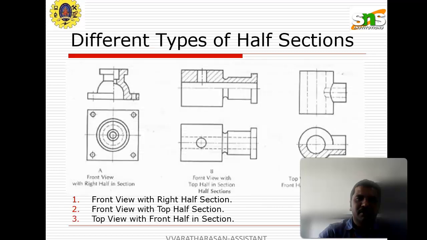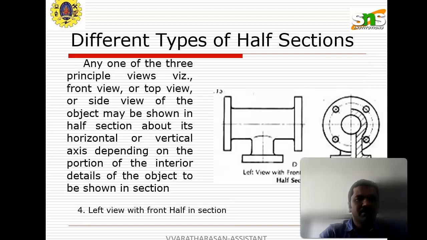So these are the different types of half sections: front view with right half section, front view with top half section, top view with front half section. They will be represented in different diagrams. So different types of half sections will be shown in the diagram. Left view with front half section in the half section.